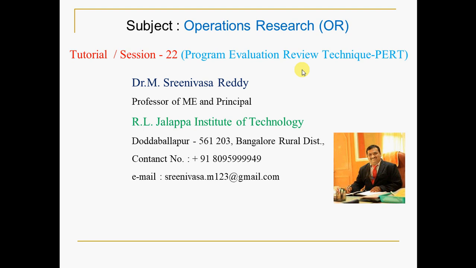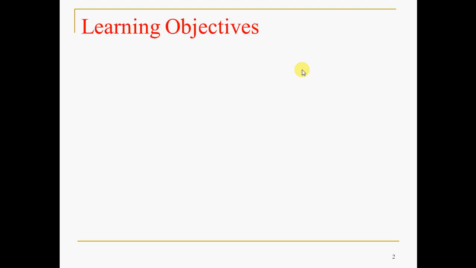In the previous session we discussed the critical path method, that is CPM, which is a single time estimate or deterministic in nature, we concluded. Whereas this project management technique, PERT, is a 3-time estimate technique or probabilistic in nature, we can say.